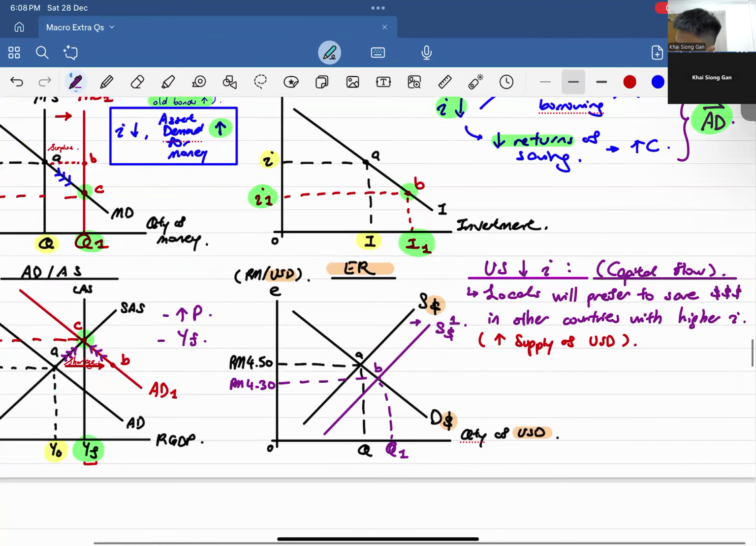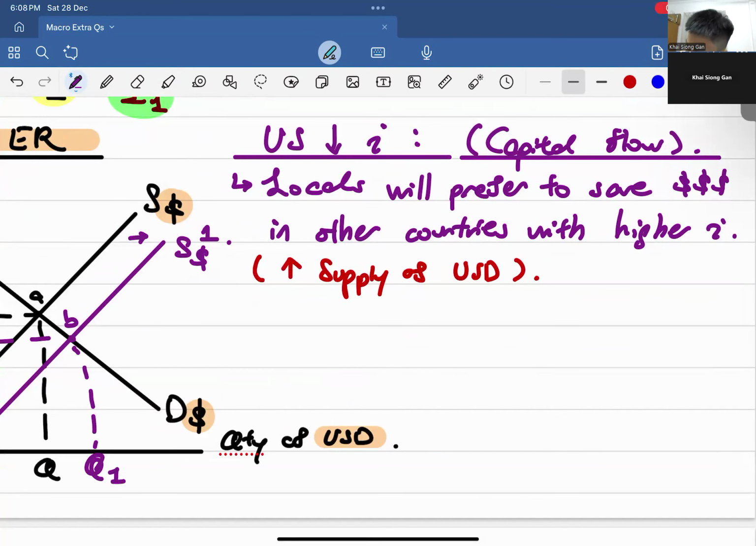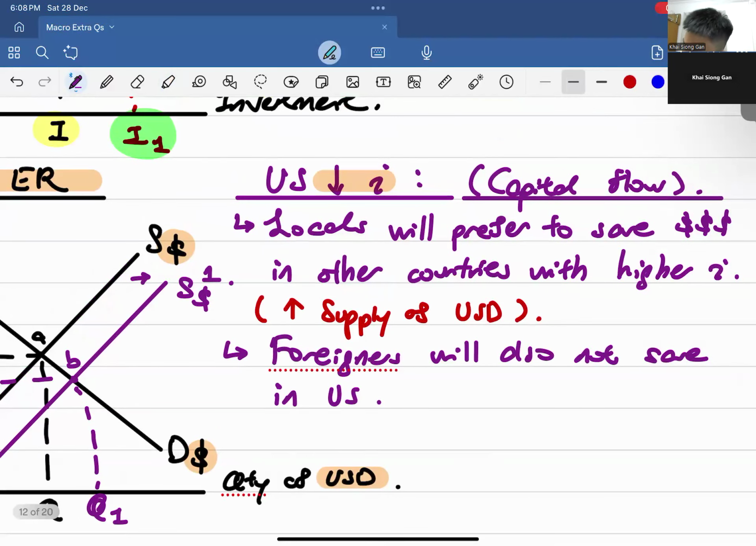Okay. Then foreigners also do want to save money in the US already, right? Because of the lower interest rate. So foreigners will also not save money in the US. Okay, because when the interest rate becomes lower, it becomes unattractive already.